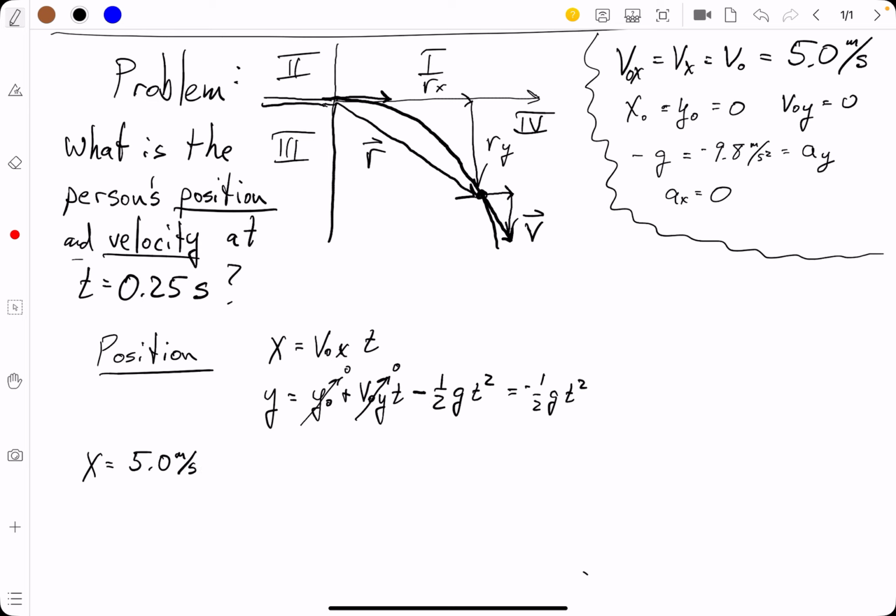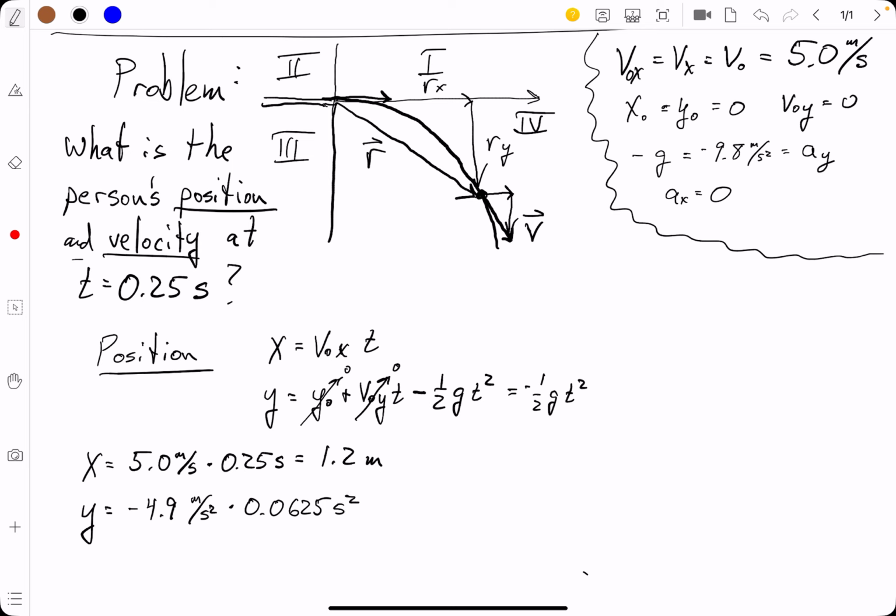5.0 meters per second. We're going to multiply by 0.25 seconds, and that's going to give us 1.2 meters. In the y direction, I'm going to divide 9.8 by 2, so we've got 4.9. So we've got minus 4.9 meters per second squared times t squared. If you square 0.25, you get 0.0625. Do a little bit of moving your decimals around, and you'll get this.